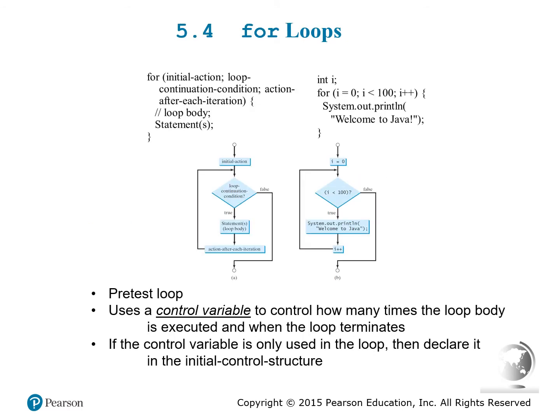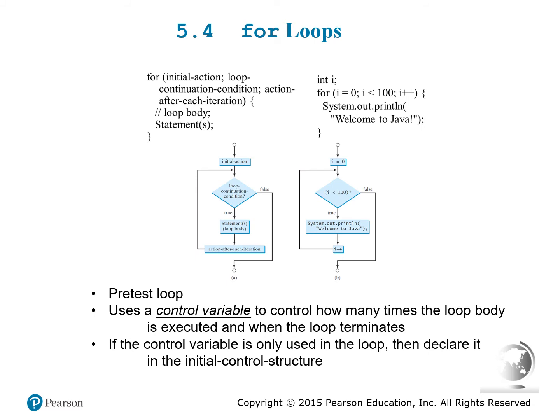The final loop that we will study is the for loop. The for loop is a pretest loop and uses a control variable to control the number of iterations. The syntax of the for loop begins with the keyword for followed by a pair of parentheses that contains the control structure of the loop, which is followed by a set of braces that contains the body of the loop. The control structure of the loop has three parts separated by semicolons. The first is the initial action, which usually initializes the control variable.